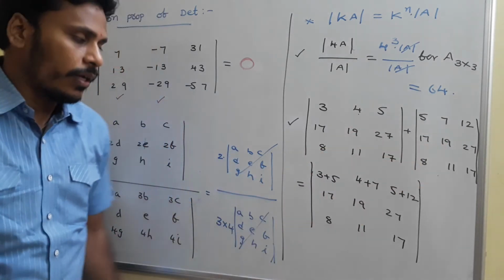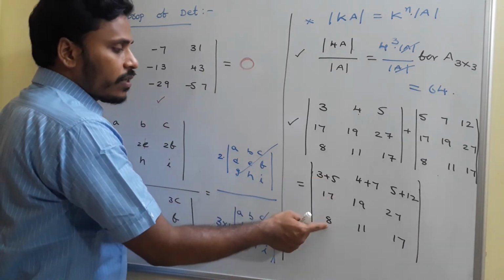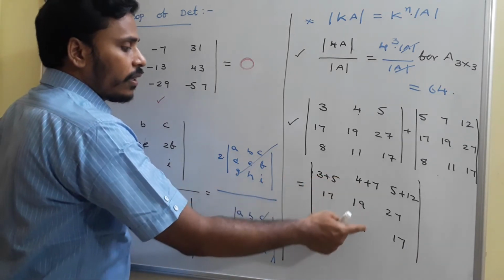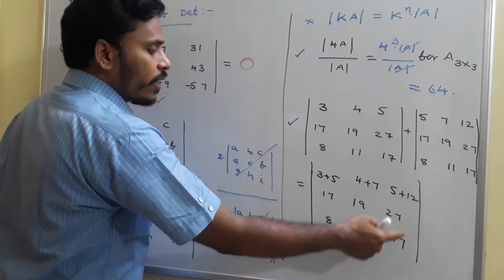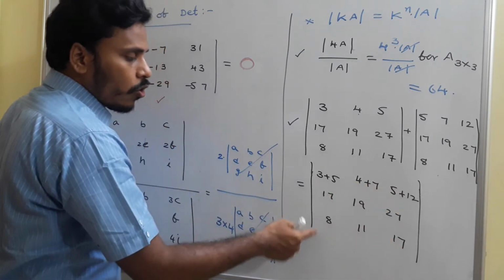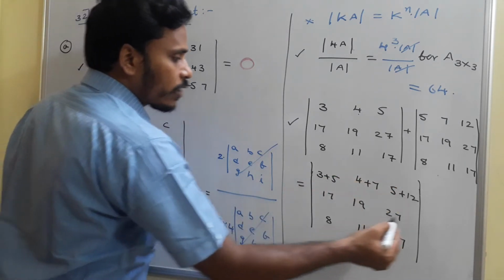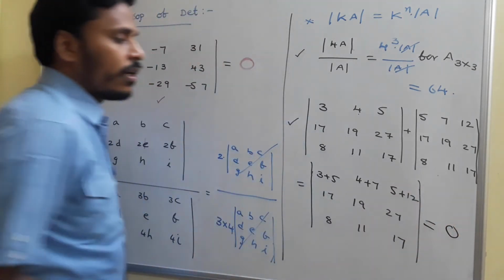Now just to observe it, here 3 plus 5 is 8 and this is 8. 4 plus 7 is 11 and this is 11. 5 plus 12 is 17 and this is 17. So the third row and first row are the same, and that's why its determinant value is again 0.